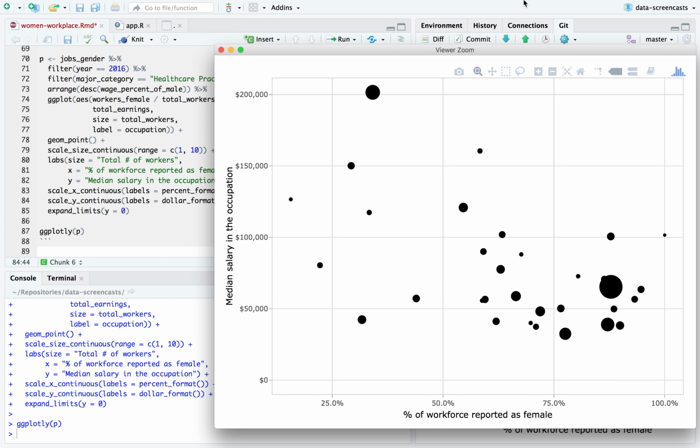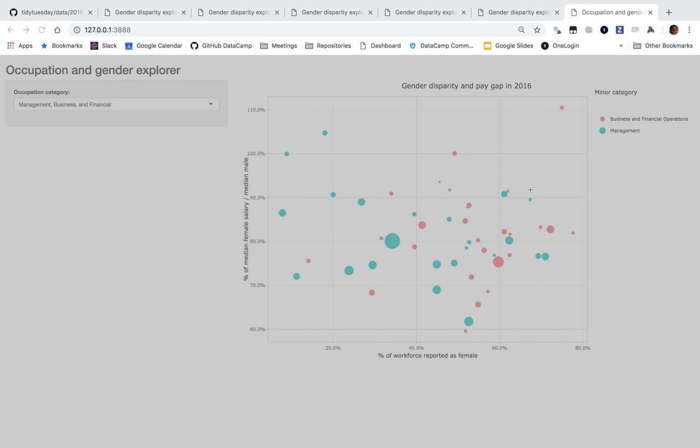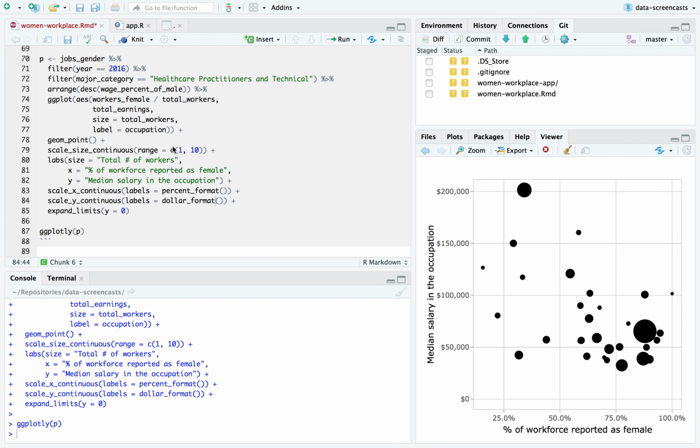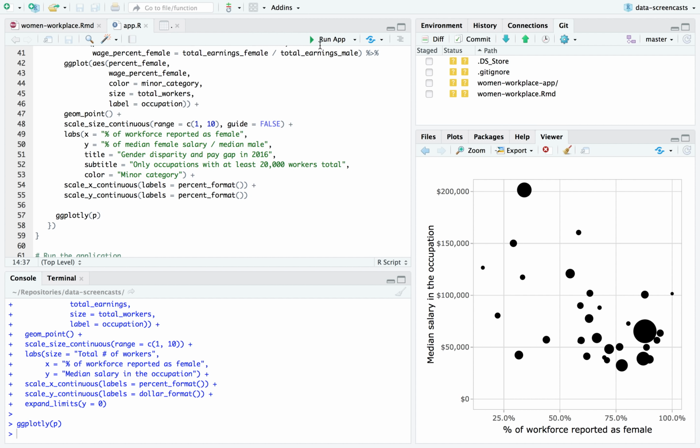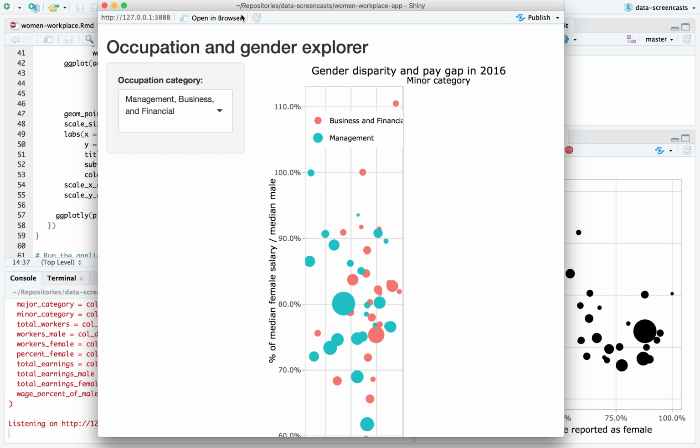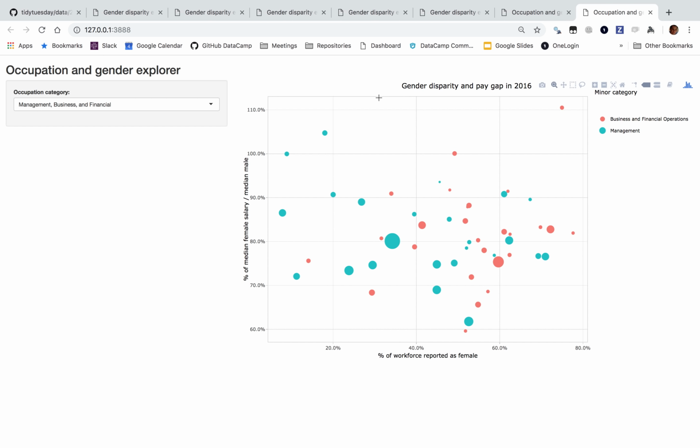Okay, so I'm not going to do it now. We're about out of time, but I could also have had the Shiny application explore that axis alongside exploring the disparity. Could have had a choice between those two.